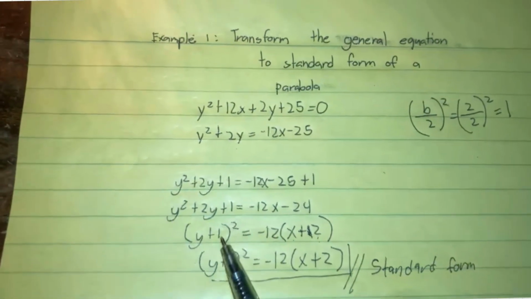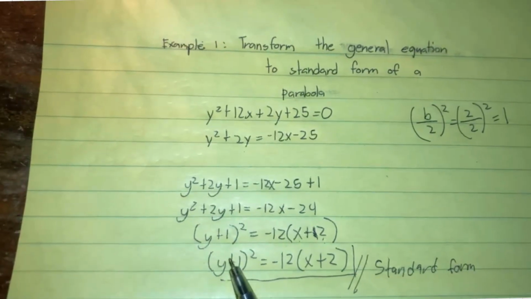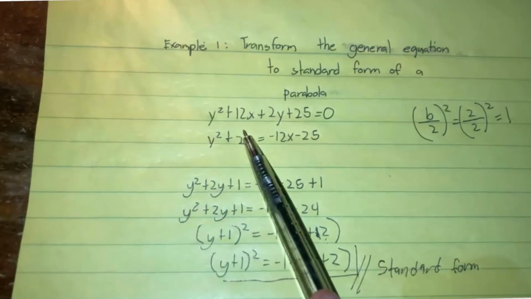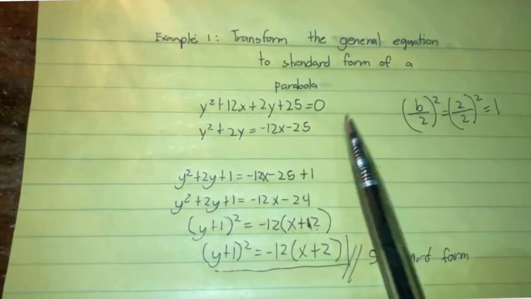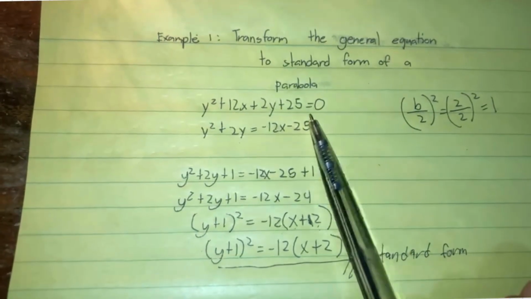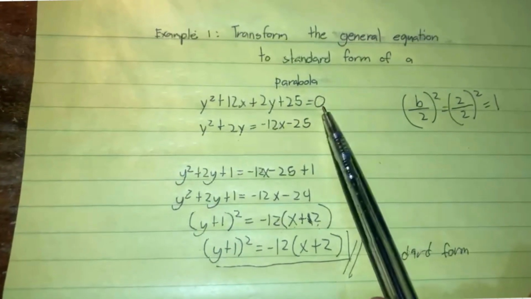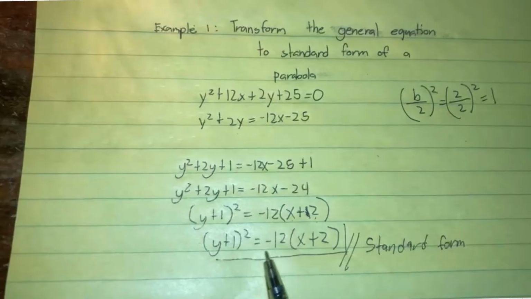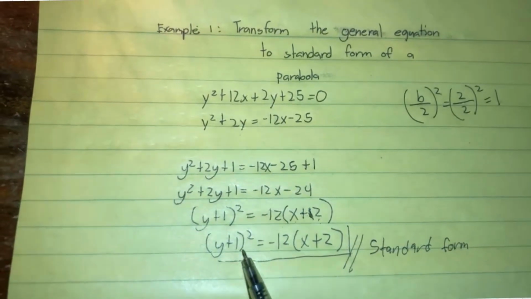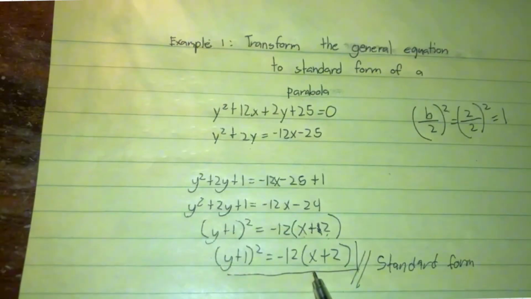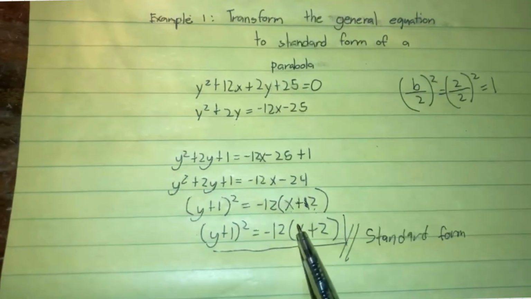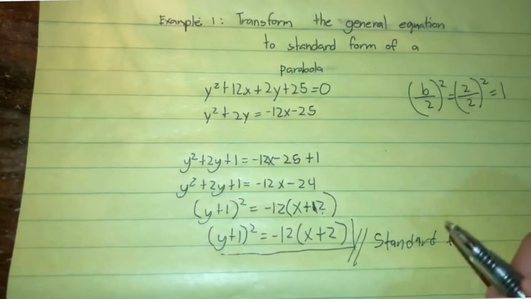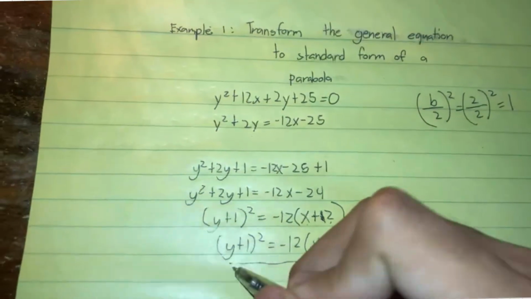And now our standard form of a parabola. From the general form y squared plus 12x plus 2y plus 25 equal to 0, our standard form is y plus 1 raised to 2 is equal to negative 12 times the quantity x plus 2. So the standard form is this.